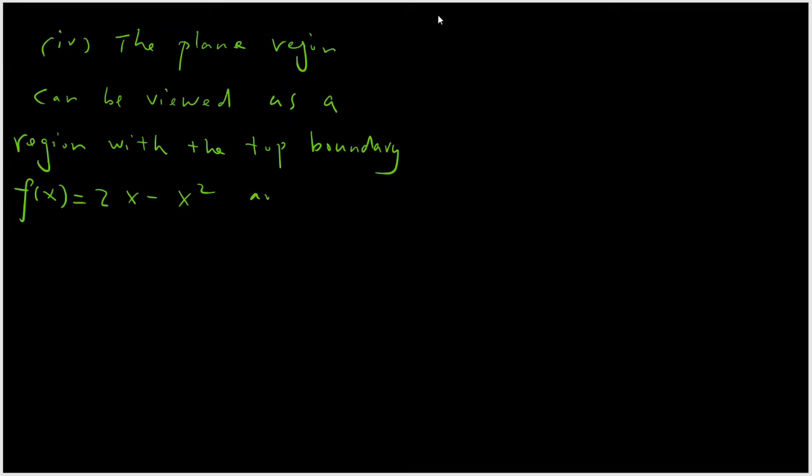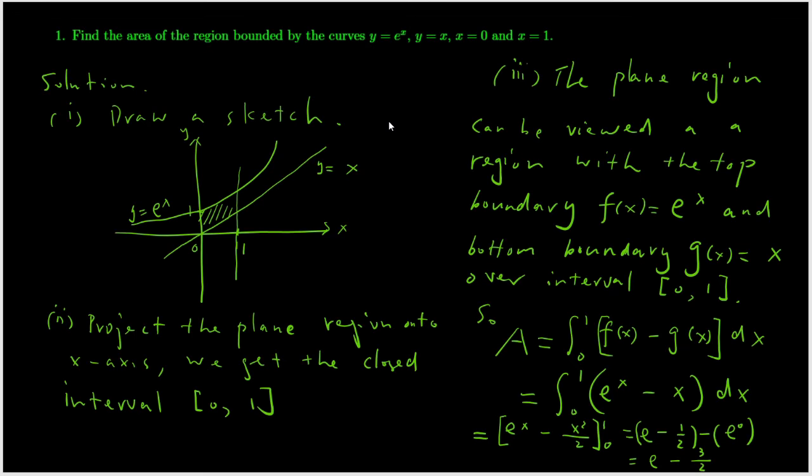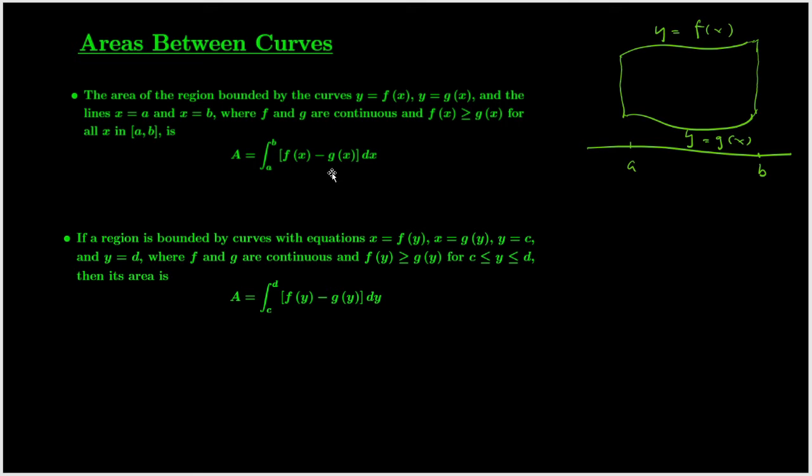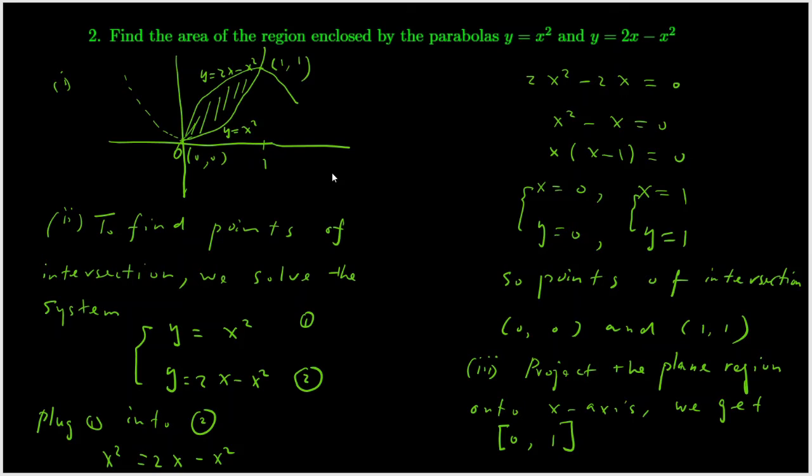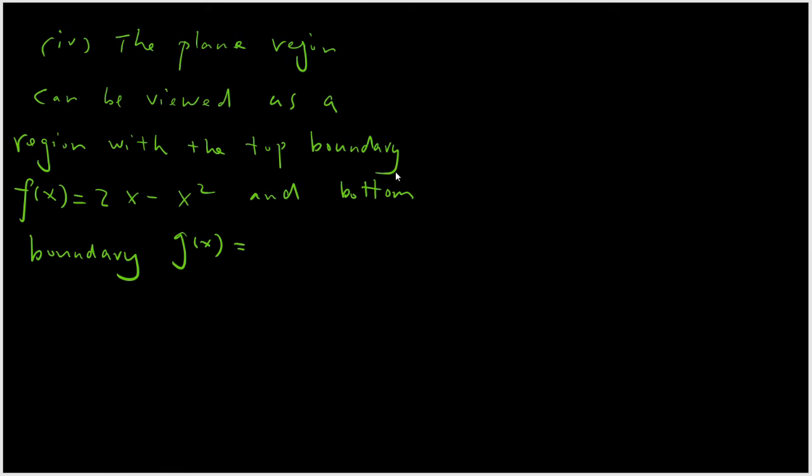And the bottom boundary. Okay. The bottom boundary is also a function of x. I'm going to use g of x to denote the function representing the bottom boundary, to make the notations consistent with the notations in the conclusion. The bottom boundary is the graph of the function y equals x squared.